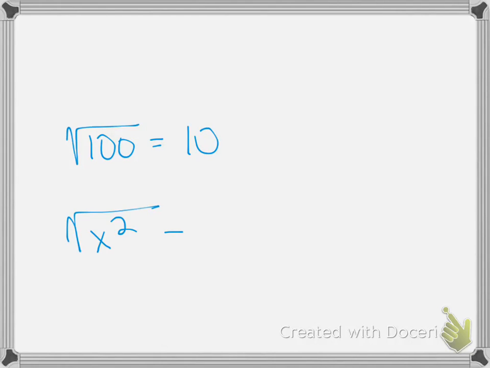So today we're going to be looking at square roots and taking that further than we have in the past. Before, we've done things like the square root of 100, and we've said that equals 10 because 10 times 10 is 100. And we've done the square root of x squared, and we said that is x because x times x equals x squared. So we've talked about what that means, and we're going to take that a step further.